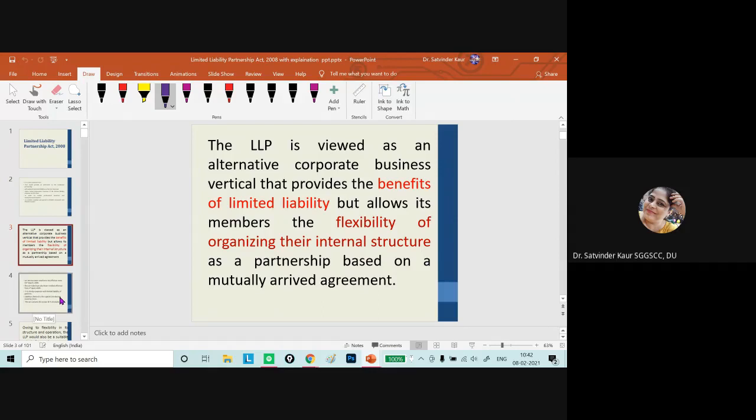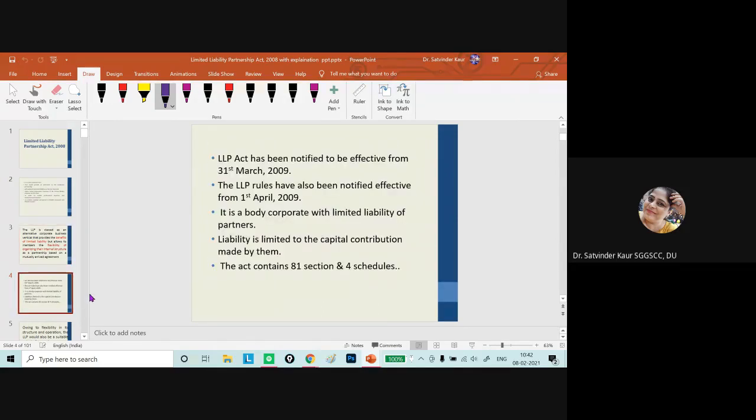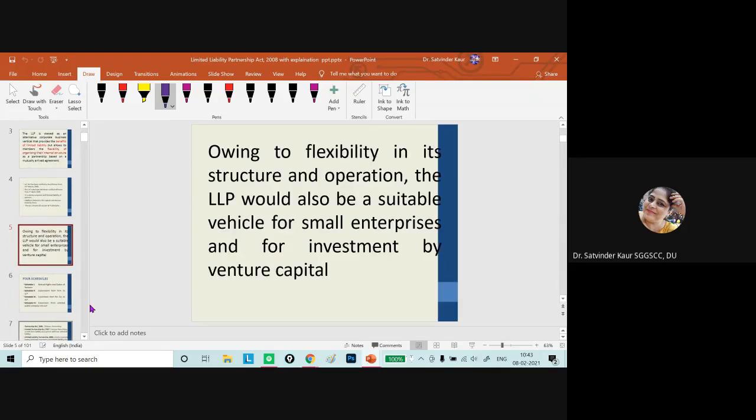So here we can say the best of both the organization forms is combined into this. And if we talk about the applicability of the particular law, that law was applicable from 1st April 2009, and the rules were applicable from 1st April 2009. If we talk about the sections, there are 81 sections and 4 schedules which we'll discuss later on.